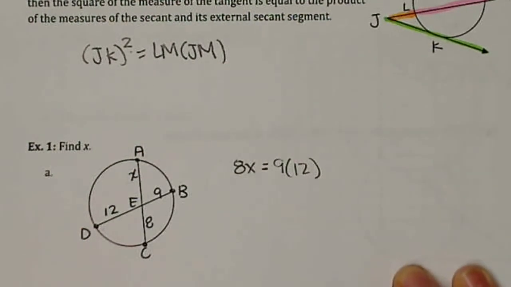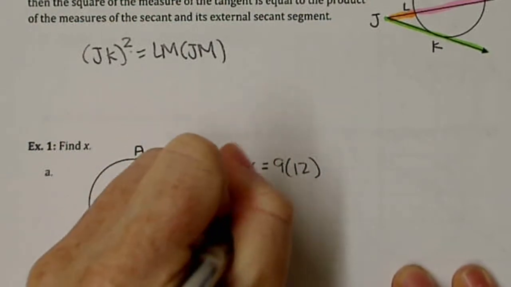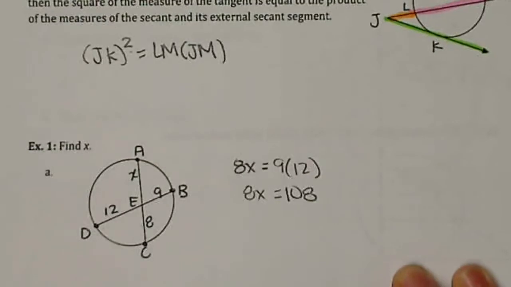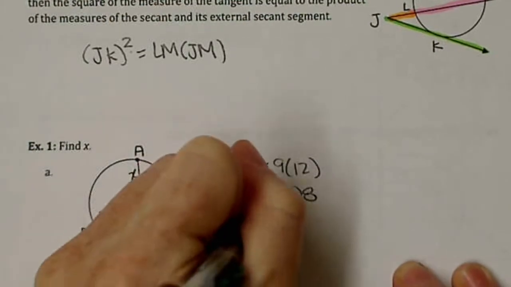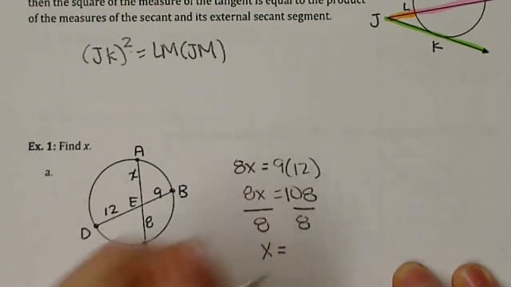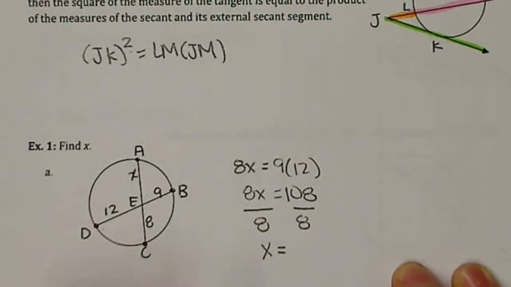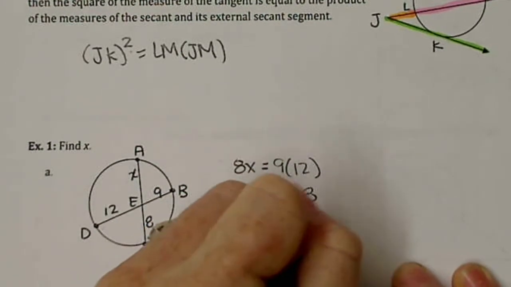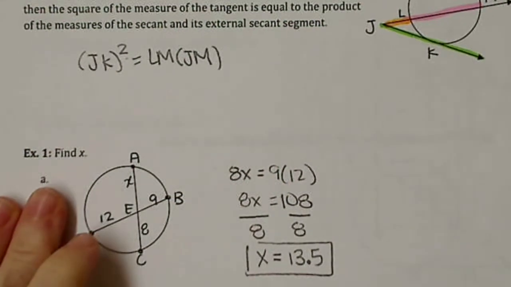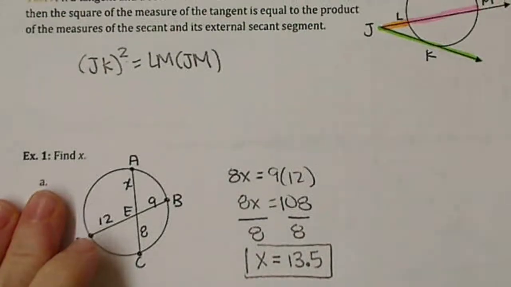So I can go ahead and figure that out. 9 times 12 is 108. And then I need to solve for x. So divide by 8. And yes, you will get a decimal. 13.5. Alright, let's try letter B.